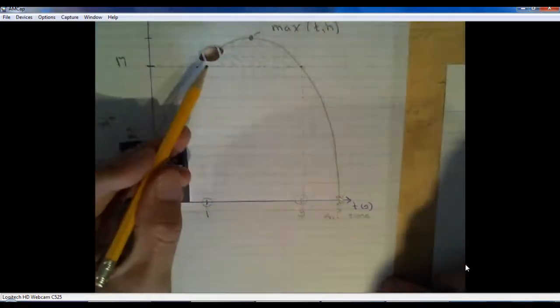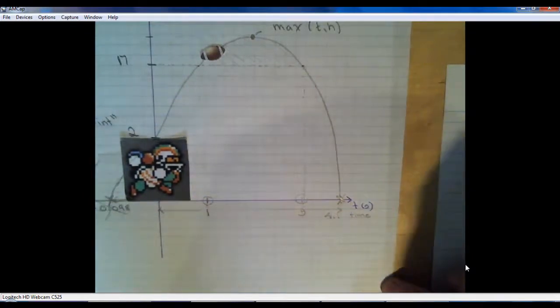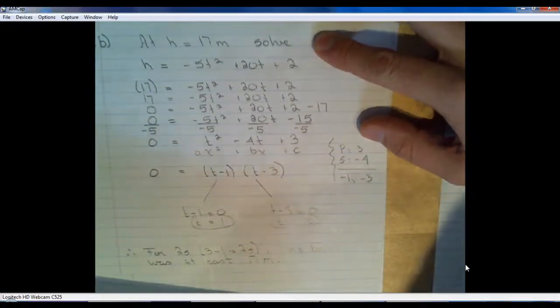The ball was at least 17 meters. Okay, be sure to end with a sentence. This makes sense. Again, looking at the diagram, at 17 meters, everything above that, it occurs between 1 and 3. The solutions to solving this quadratic here when h is 17.